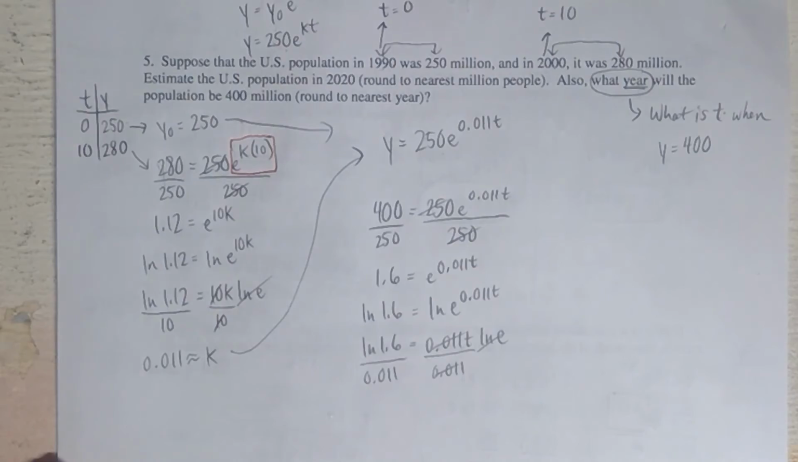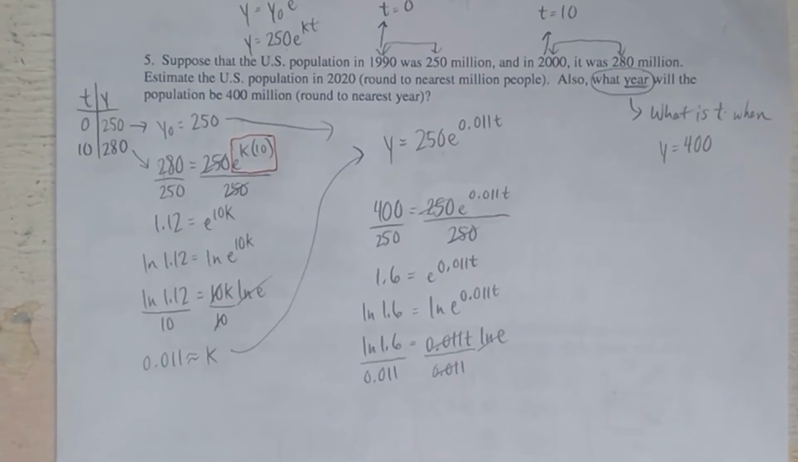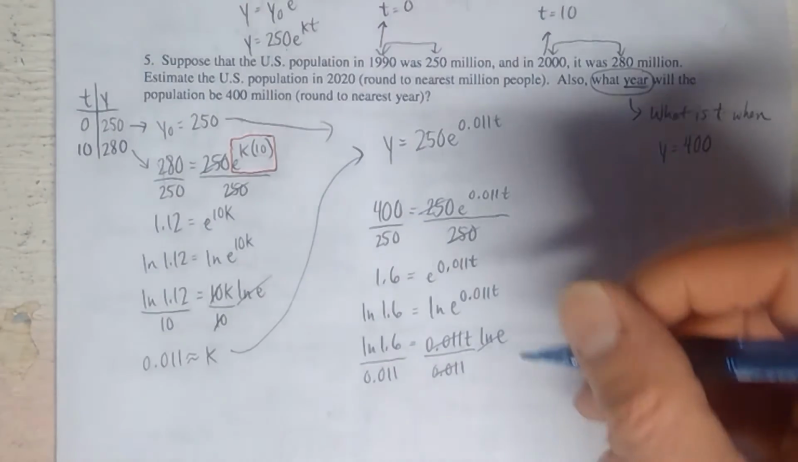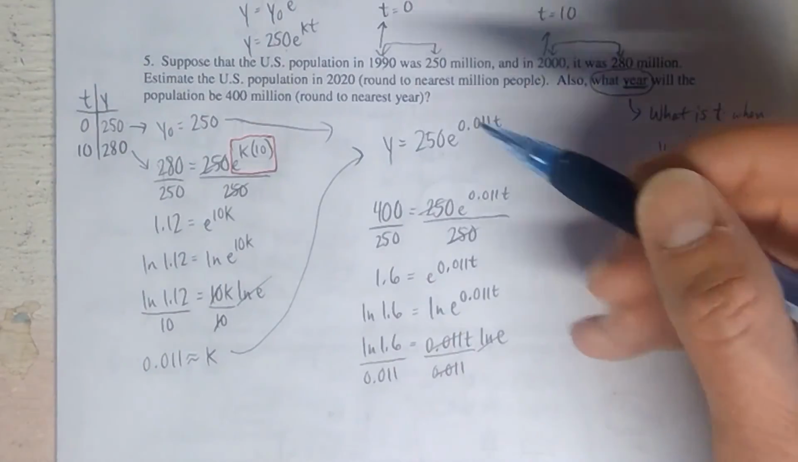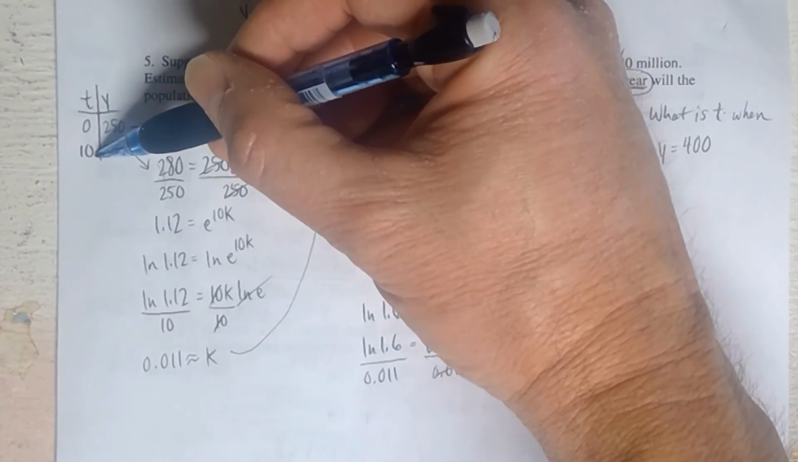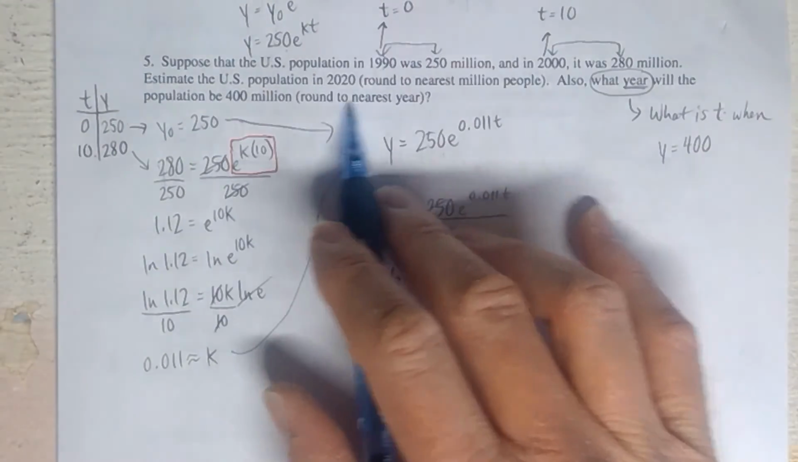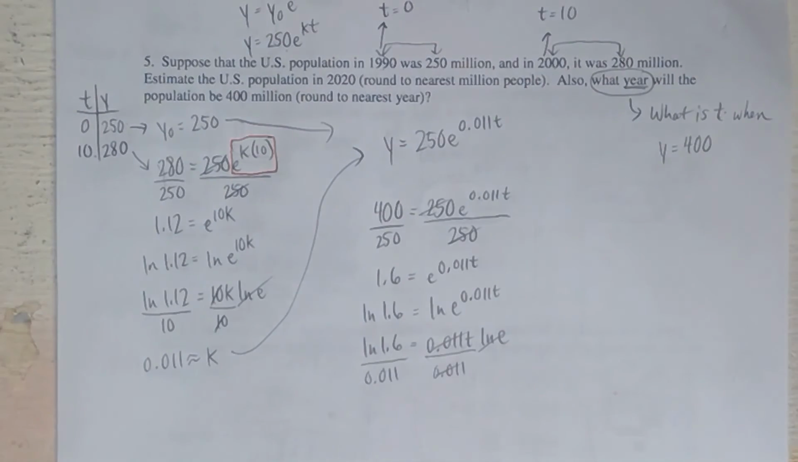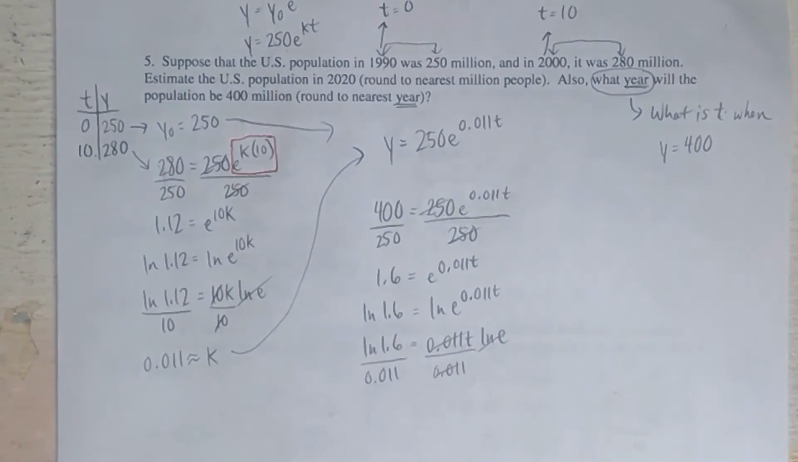Like that. So what's this equal to over here on the left-hand side? If you put that in your calculator, it's going to be approximately, if you round it off, it says round to the nearest year. Notice that we already have t in years here, 0 years and then 10 years later in the year 2000. So t is already measured in years. So if they want to know the nearest year, you just do the nearest whole number then. That's what that means.